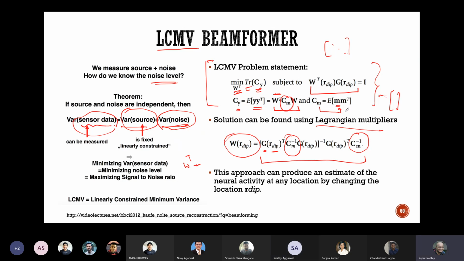Okay, which part is confusing? So M is your sensor data. From this, you can compute your covariance matrix. Once you have the covariance matrix, you already know what G is, at any location. So then you know this entire W. And once you have this, you can then find the sources as W transpose M. And this W vector is going to be different for each location because this G at R dip is going to vary.